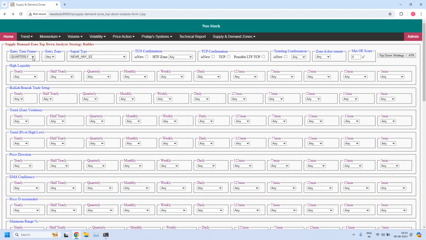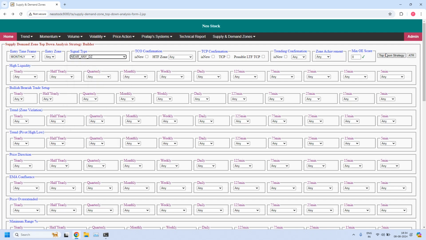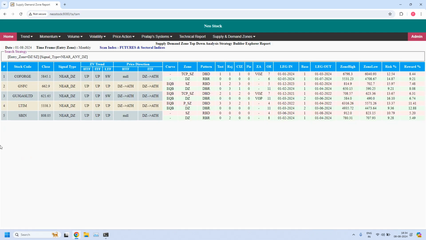The next report is for monthly. I'm changing the time frame to monthly. Let us find the stocks near monthly demand zone. 5 stocks are near to the monthly demand zone.